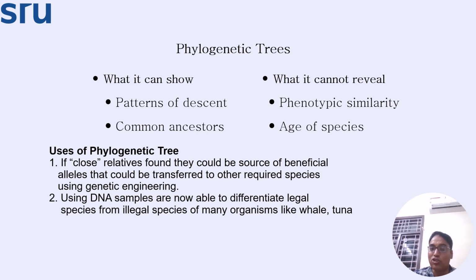Understand? The age of species, like how old it is, we cannot exactly say. Although point accepted mutations and these kinds of matrices can be used, so the probable age of diversity which has happened, you can calculate. So understand that if close relatives are found, that should be the source of beneficial alleles that should be transferred, just to extrapolate the network information.